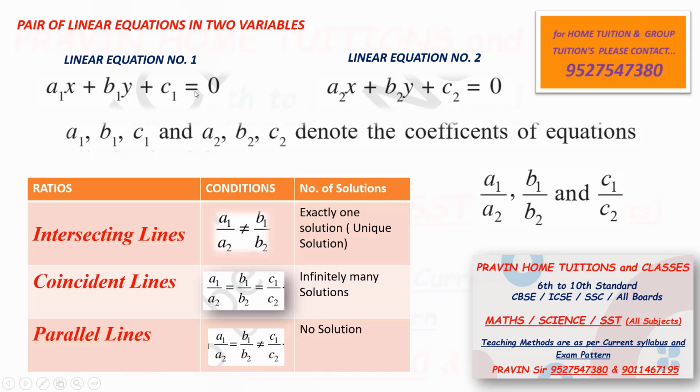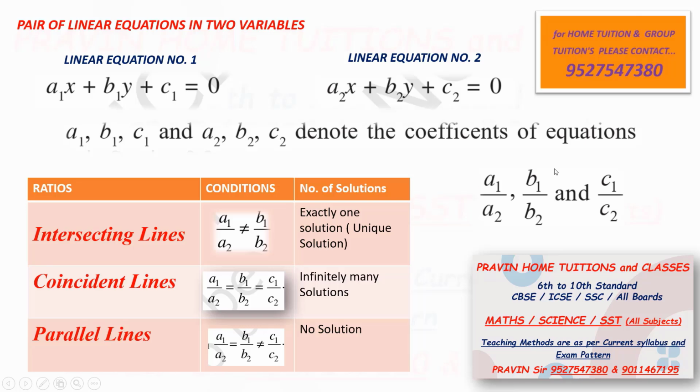So here is LHS, equality sign, RHS. This is the standard form of linear equation. Here we can call it linear equation number 1. Linear equation number 2, that's why here I have taken the coefficients A2, B2, C2. Now after this we will find the ratios A1 by A2, B1 by B2 and C1 by C2.